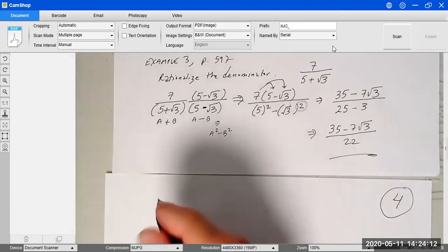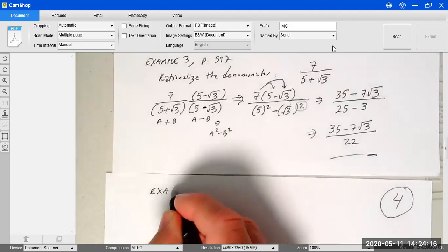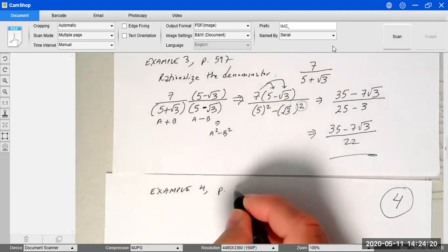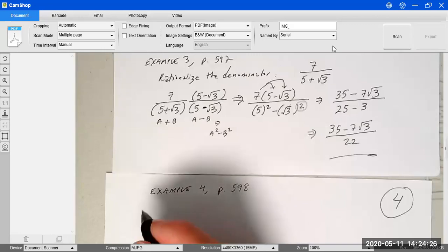So I have now example 4. Example 4 on page 598. So we're going to rationalize the denominator again.